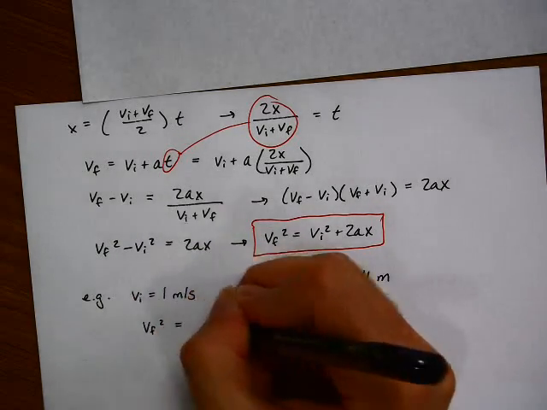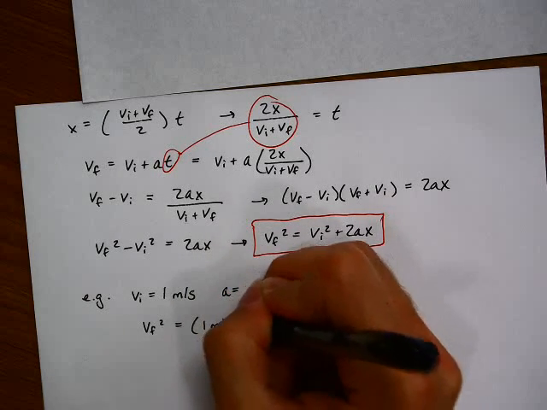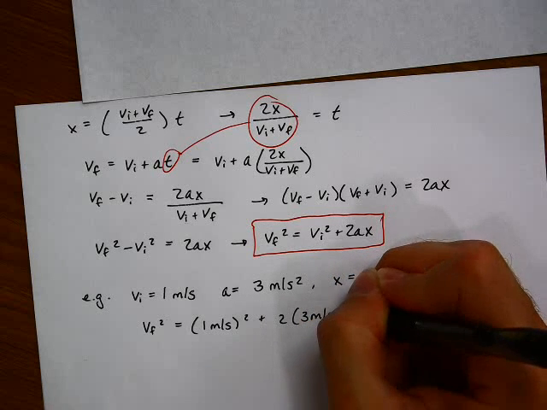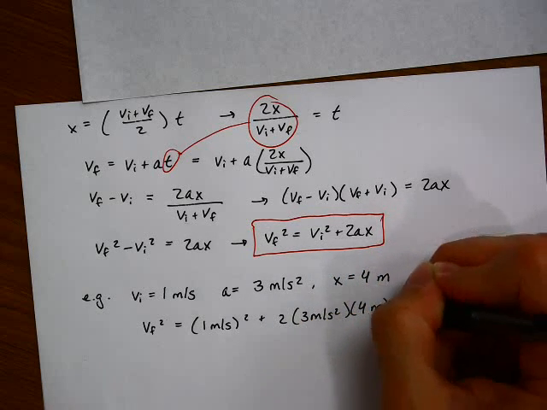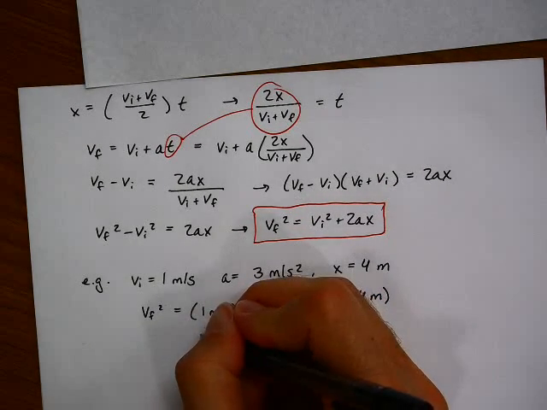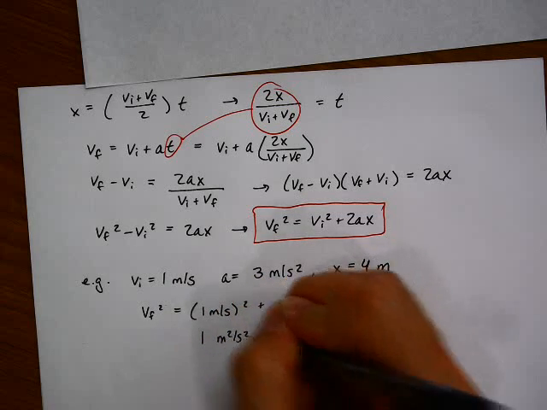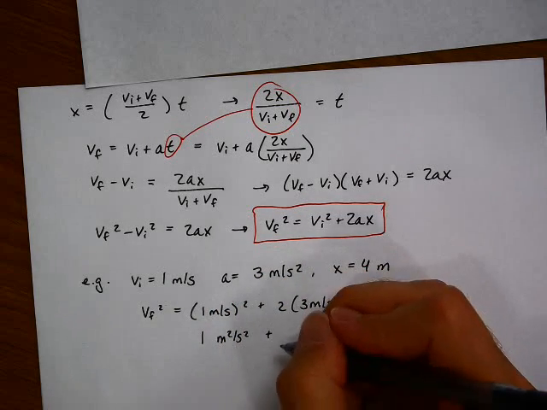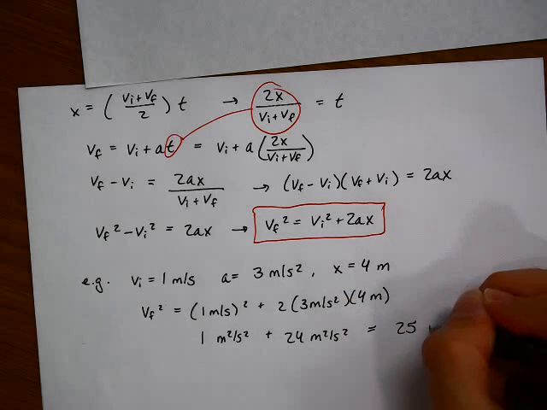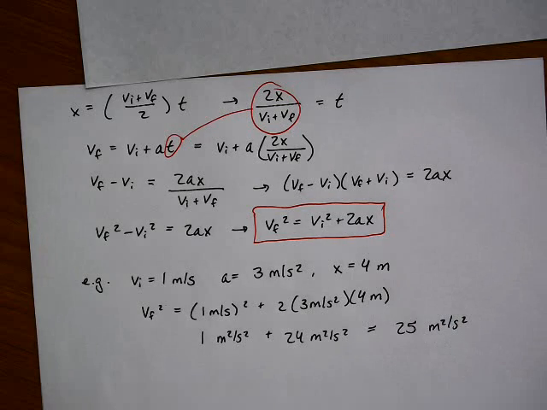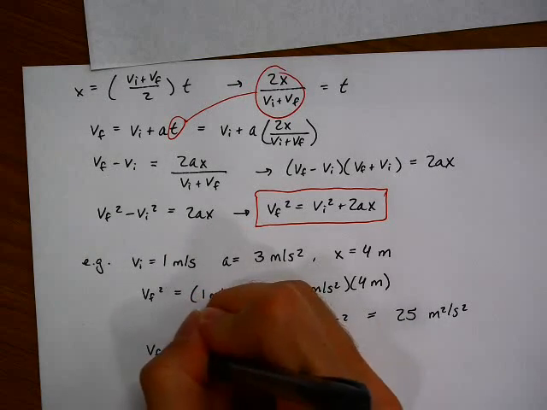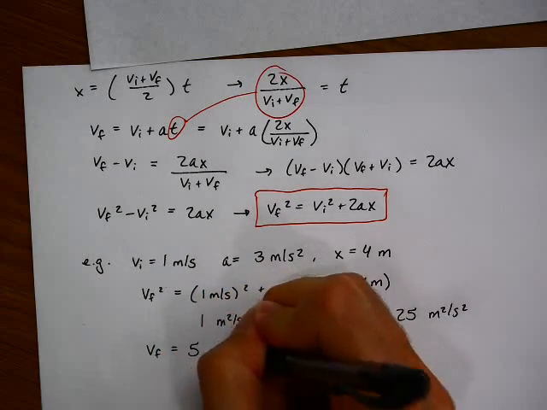The final velocity squared is equal to our initial velocity squared plus 2 times our acceleration times our displacement. That is equal to 1 plus 24 for a total of 25 meters squared per second squared. We now take the square root, so VF, final velocity, is 5 meters per second.